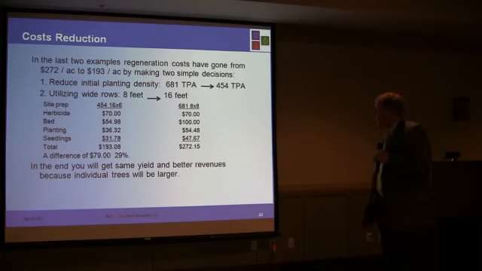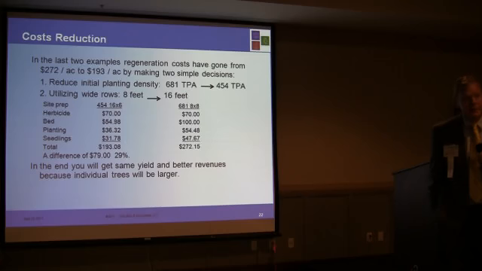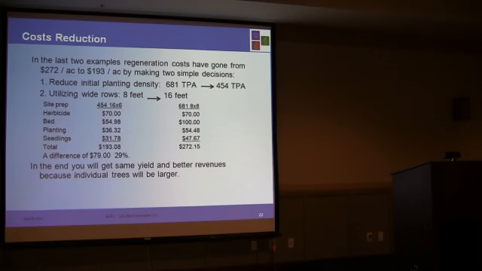Again, just what we've seen is by making these two simple decisions to reduce your density, you've gone from 681 trees in an 8 by 8 foot spacing, $272 per acre, and then moving to a 16 by 6 foot spacing with 450 trees per acre, $193. That's a $79 savings in your regeneration cost, roughly 30%. And at the end of the day, when you get to the mid-rotation age, you wind up with essentially the same yields, same volume on larger trees.